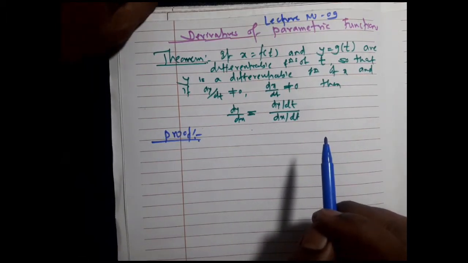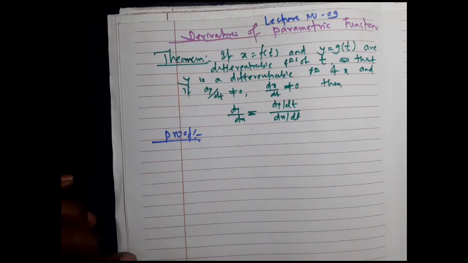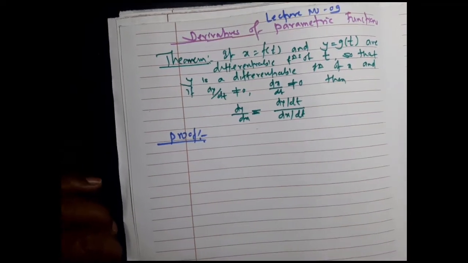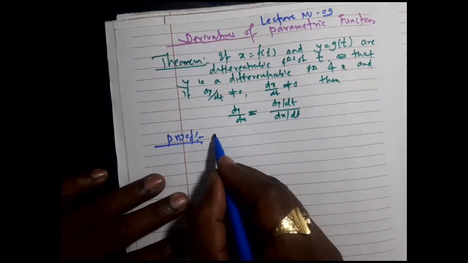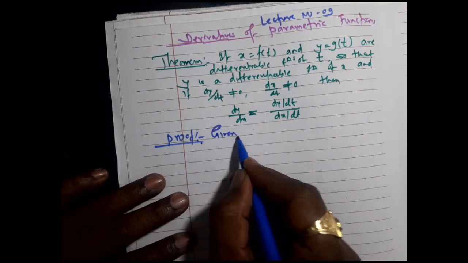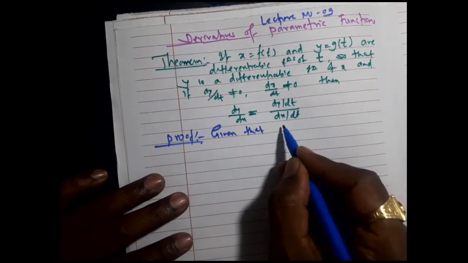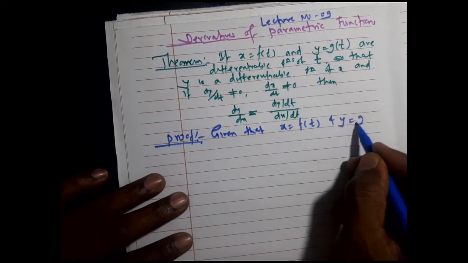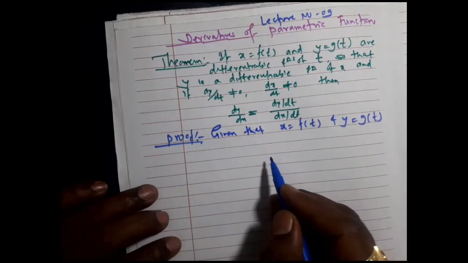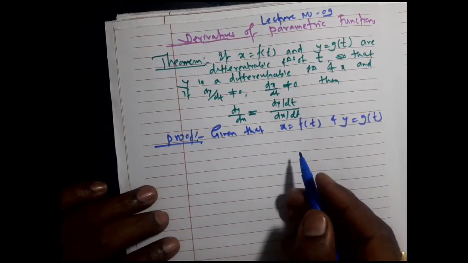So it is very important, as you know that we are preparing for the board exam. So this proof may be asked for 3 marks. The proof: given that x is equal to f of t and y is equal to g of t, where t is a parameter.